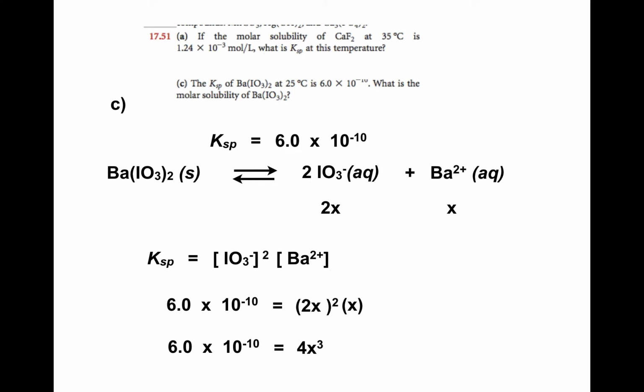All right, so that's how you work this. The square is outside the bracket, so it's 4x squared times x is 4x cubed. So divide both sides by 4, take the cube root of both sides, and you get x, which is the molar solubility. So that's how you do these problems.